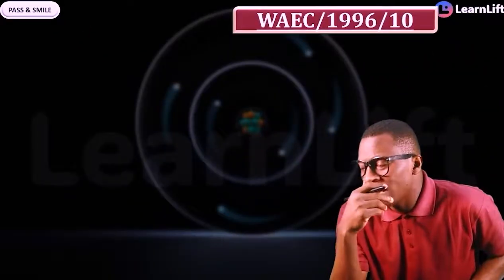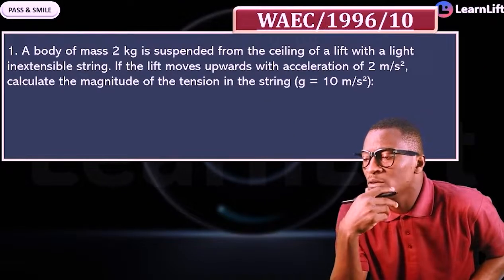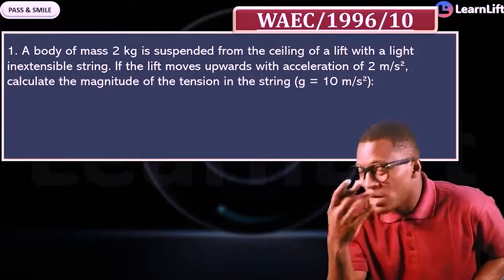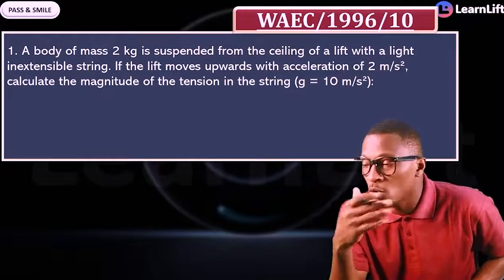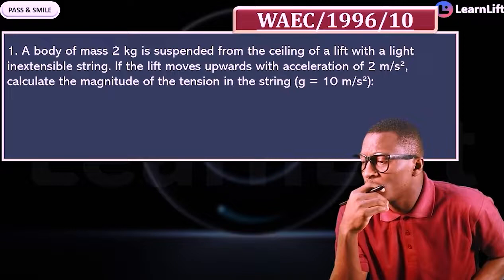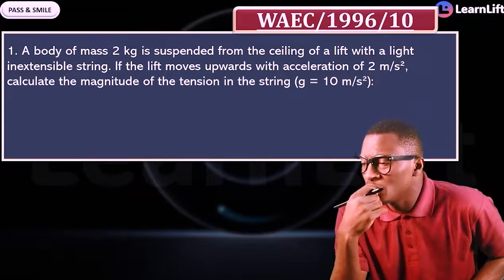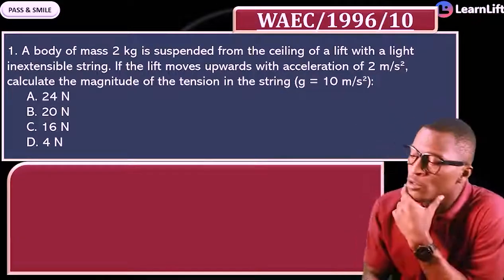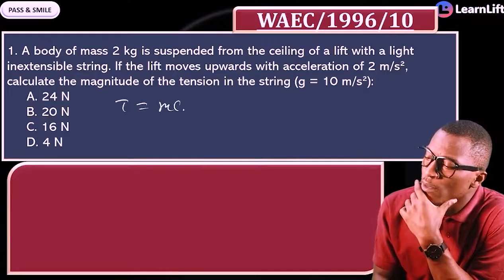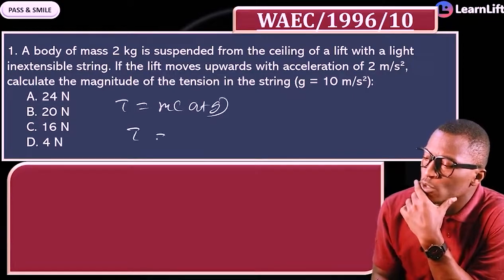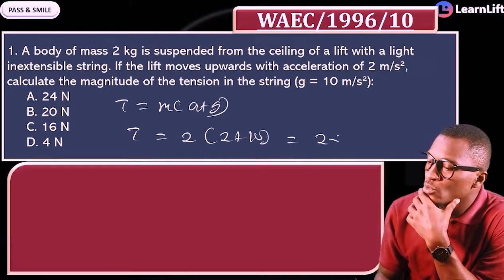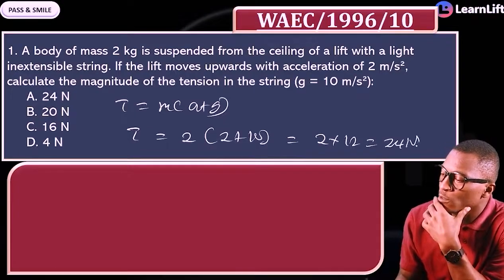Now quickly, let's see WAEC 1996 question 10. The question says that a body of mass 2 kilograms is suspended from the ceiling. There are a lot of questions in the notes, so we're just picking some at random. Go to the notes and answer all. A body of mass 2 kg is suspended from the ceiling of a lift with a string. If the lift moves upward with an acceleration, calculate the magnitude of the tension. It's moving upward, so T is equal to M times (A plus G). So tension will be 2 into 2 plus 10, that will be 2 times 12, which is equal to 24 Newton. Just know the formulas and we move.